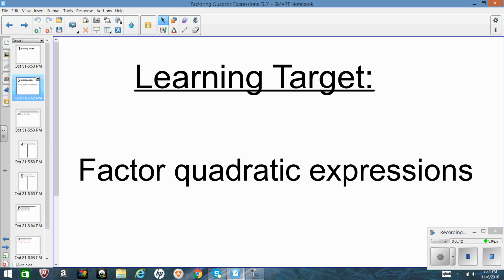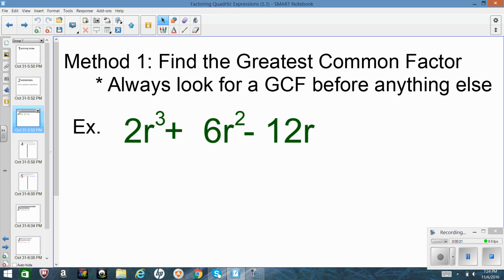Your learning target for today is that we are going to factor quadratic expressions. We're just going to work on factoring today. If we look at your notes, we have 5 methods, and we're going to start with method number 1, which is finding the greatest common factor, also known as the GCF.